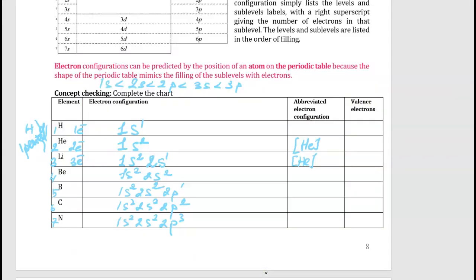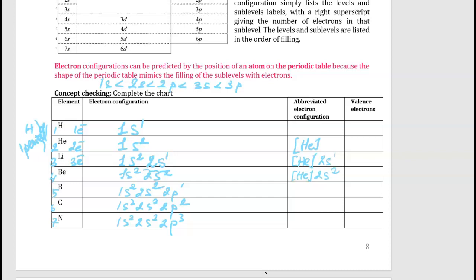And I will show you how to do that. So lithium, it will be just like helium, but the difference is here. And we write it down here, 2s2. So we can show only differences, okay? And beryllium, it will be helium and 2s2.